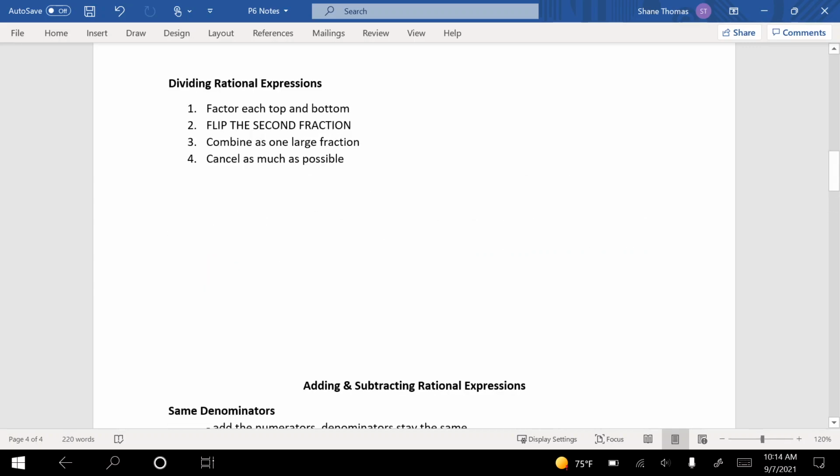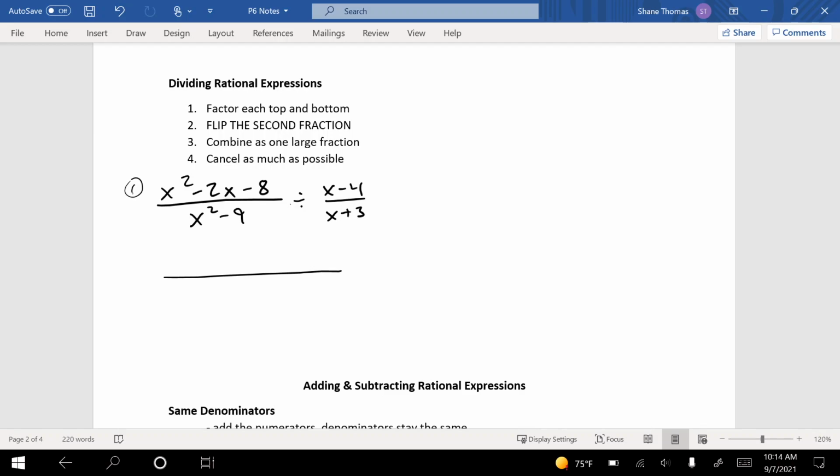There we go. Factor each top and bottom, flip the second one. So let's do that. Here's the first example: x squared minus 2x minus 8 over x squared minus 9, divided by x minus 4 over x plus 3. So I'm going to divide the first one by the second one. I'm going to keep the first one exactly the same, and make my giant fraction right off the bat.